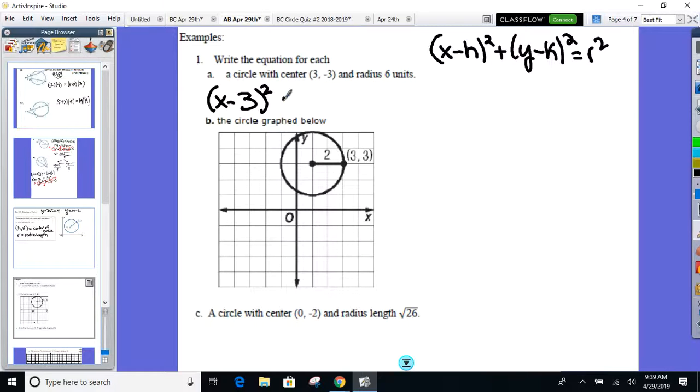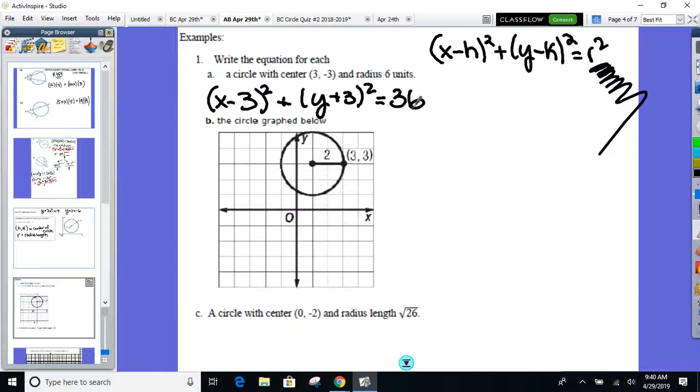Now watch it on this next part. Plus y. Now I'm plugging in a -3 for k, so what's this going to become? Plus 3, squared, equals, not 6 though, because what's the formula say? The radius squared. So 6 won't be in there. What'll be in there? You can write 6 squared or 36. Everyone see where that 36 came from? It's the radius squared. Is it all right if you write 6 squared? I'm fine with that. Go ahead, Mason.